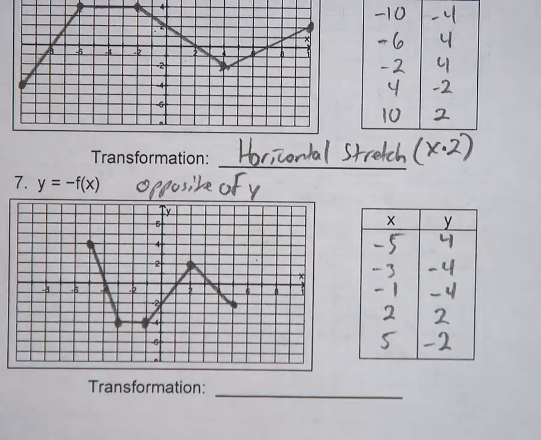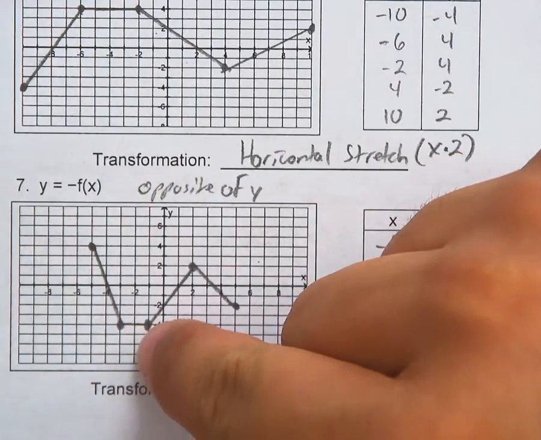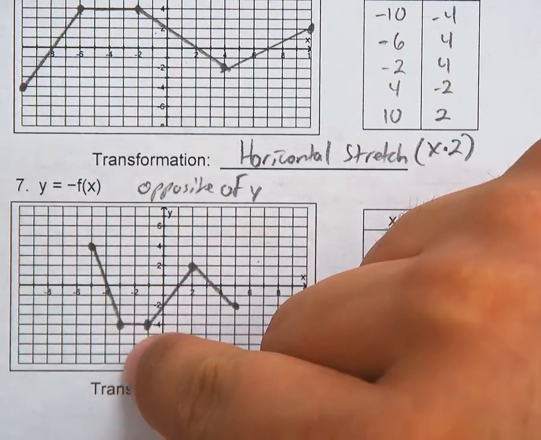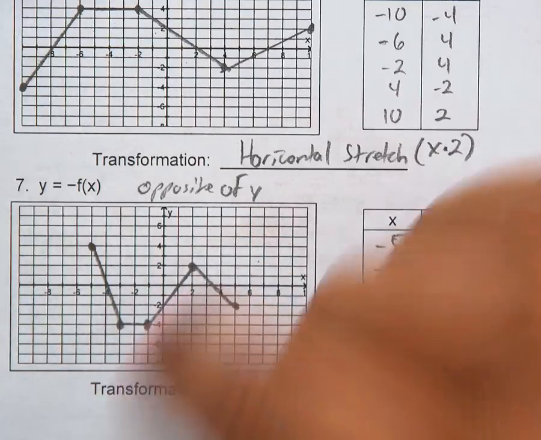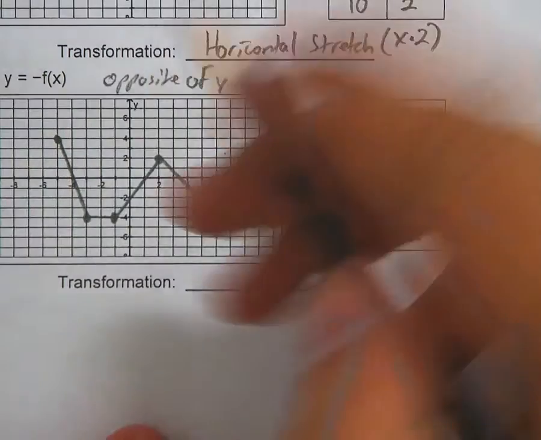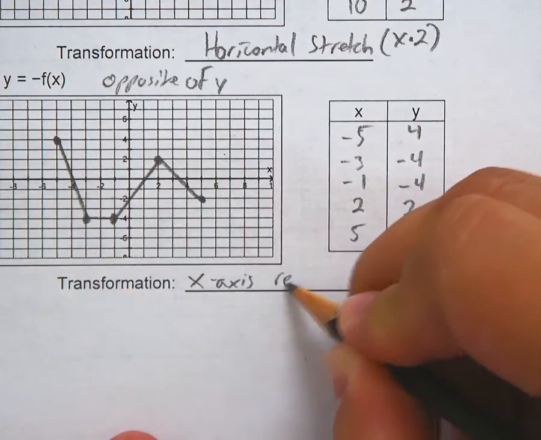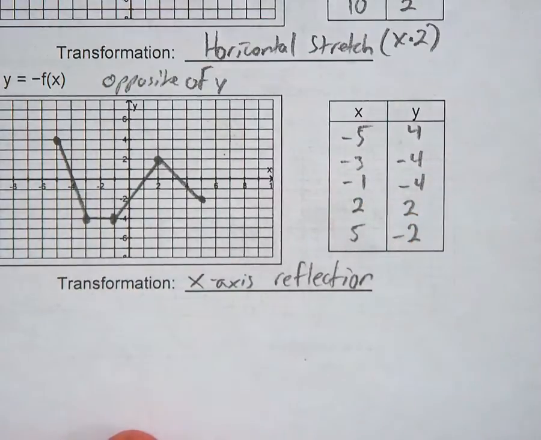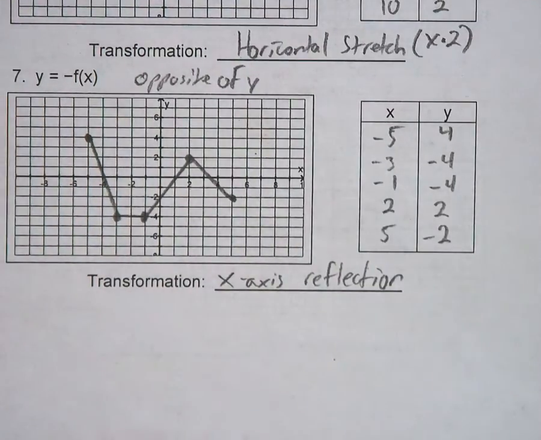Think back a few sections. What did we call it when we made our y values negative? What did we call it when we did the opposite of y? It kind of looks like this plateau was up here, now it's down here. This little mountaintop was a valley down here, now it's a mountain up here. Does that look familiar? Does it look like it could be an x-axis reflection? Looks like it to me. So if you make your y's negative, do an x-axis reflection.